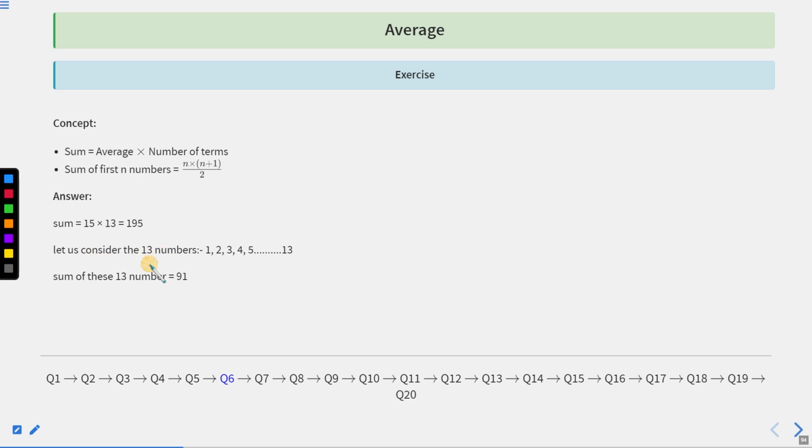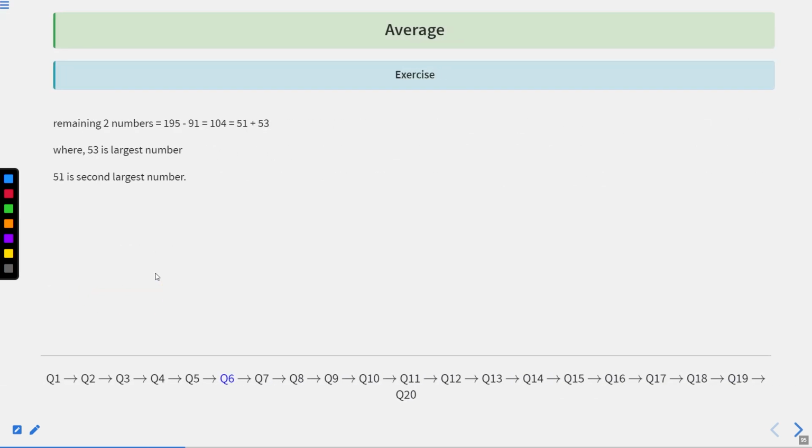So let us consider the 13 numbers 1, 2, 3, 4, 5, 6 until 13. The sum of these 13 numbers is 91. So the remaining two numbers sum to 195 minus 91, which is equal to 104, and it can be written as 51 plus 53. Here 53 is the largest number and 51 is the second largest number. So 51 is the correct answer.